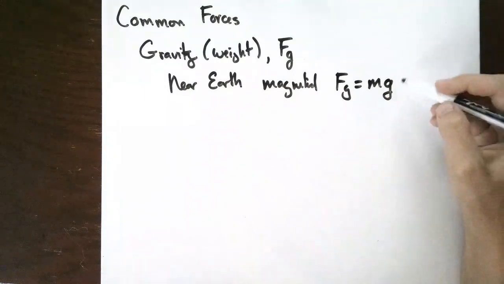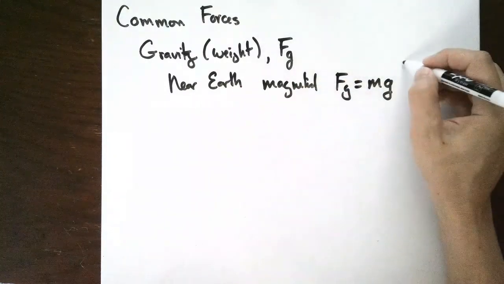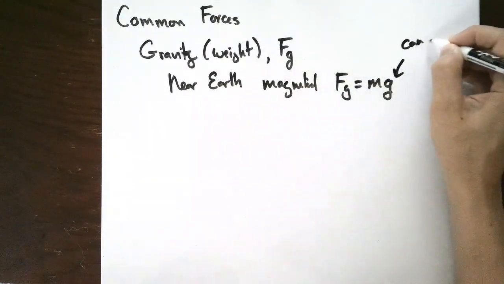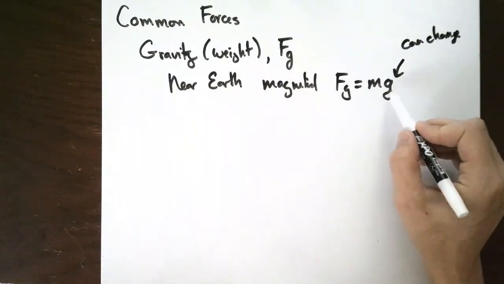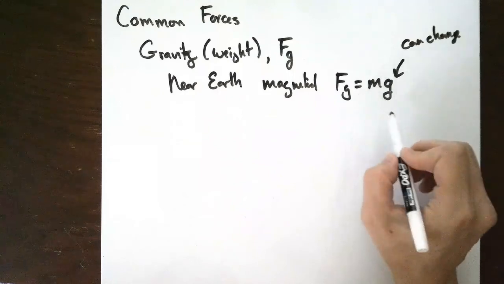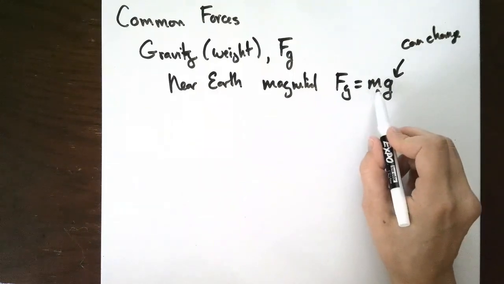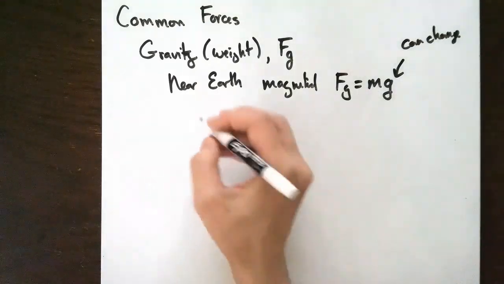And if you go to a different planet, if you're not near Earth but something else, you can change this. So, on the moon, this g would be a different value, but the mass, of course, stays the same because that's a property of the object.